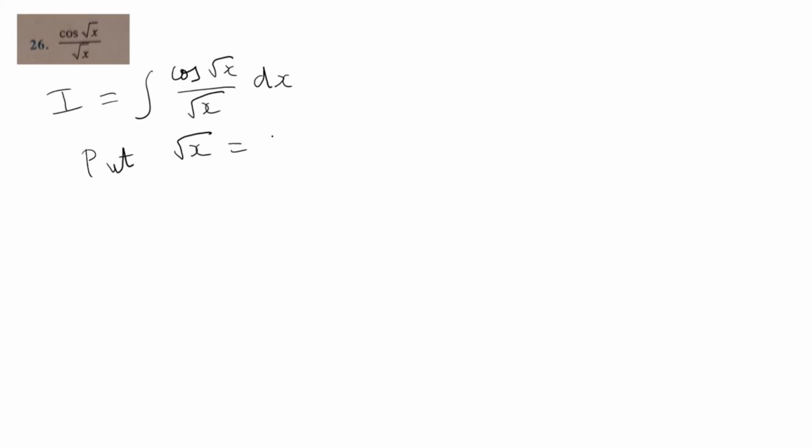Moving on. The next question is cos root x divided by root x. So we can write I is equal to integral cos root x by root x dx. Now we can take root x as t. So on differentiating both sides we get 1 by 2 root x dx is equal to dt, or dx by root x is equal to 2 dt.